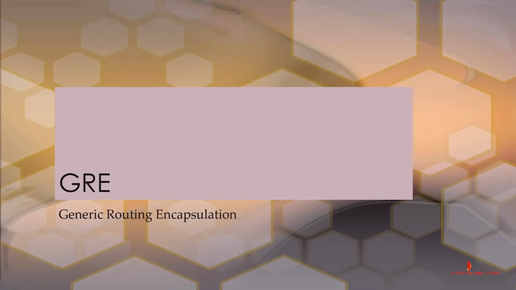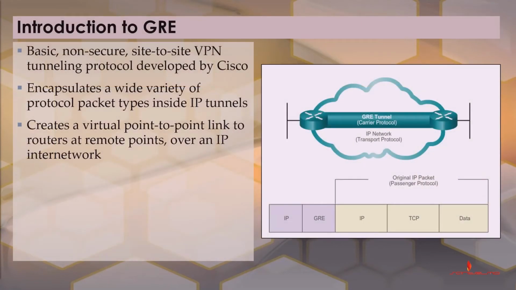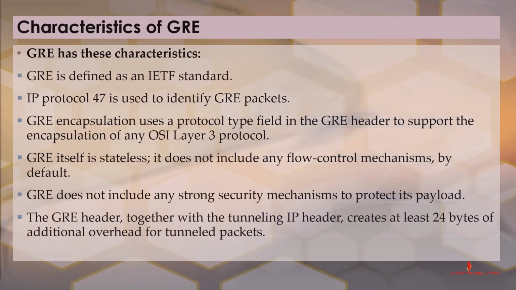Also, in this demo we will be using Generic Routing Encapsulation, or GRE. Basically, GRE is a basic non-secure site-to-site VPN tunneling protocol developed by Cisco. It encapsulates a wide variety of protocol packet types inside IP tunnels. It creates a virtual point-to-point link to routers at remote points over an IP internetwork. The characteristics of GRE are the following. GRE is defined as an IETF standard. It uses protocol 47.